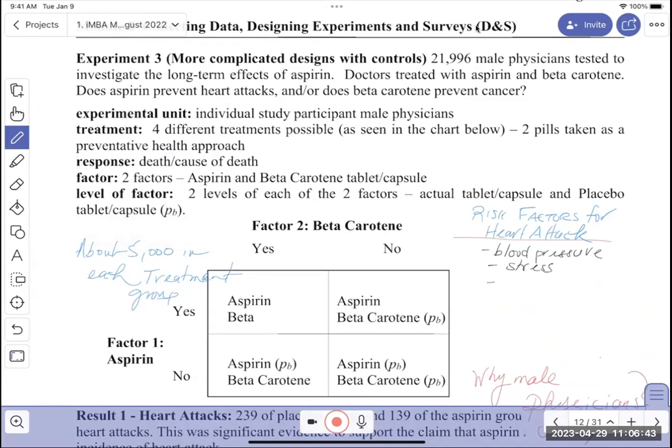Okay. So stress, diet, income, education, exercise. So basically, lifestyle and income are huge risk factors, right? Or predictors. And then also genetics.